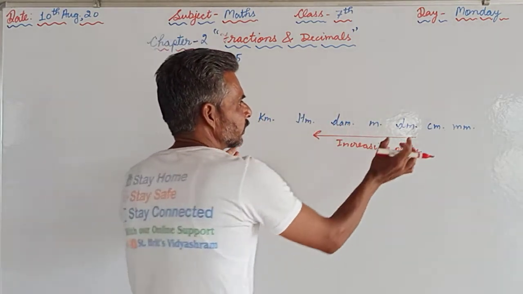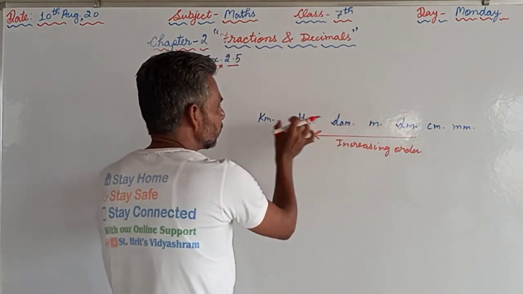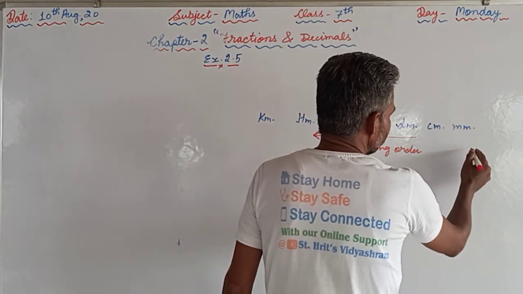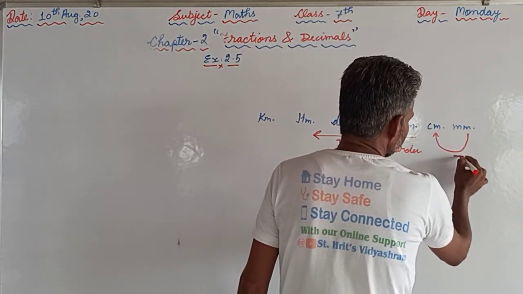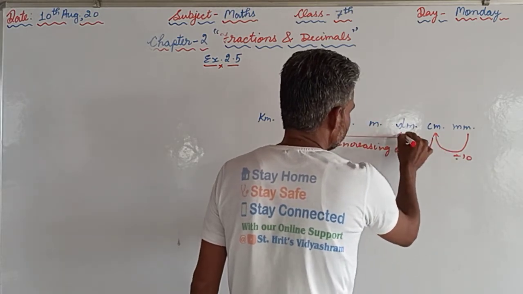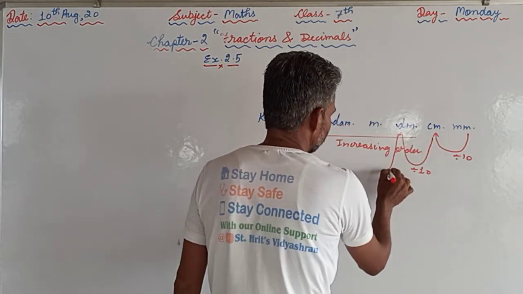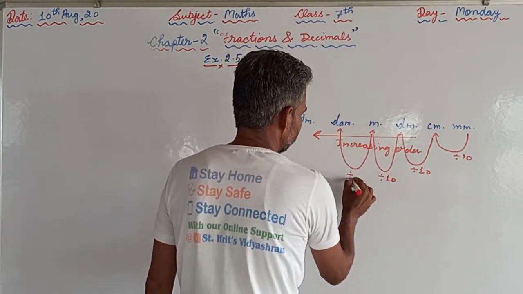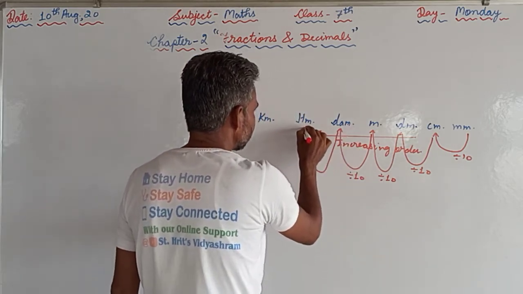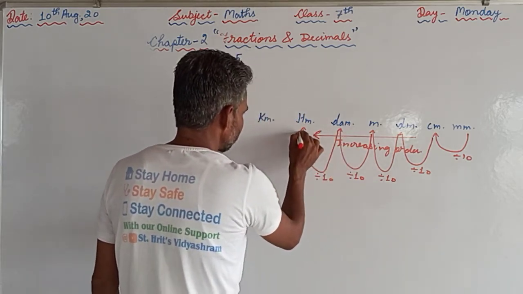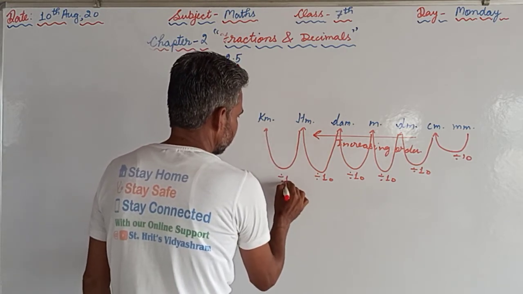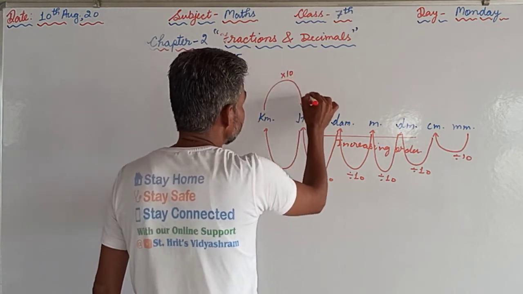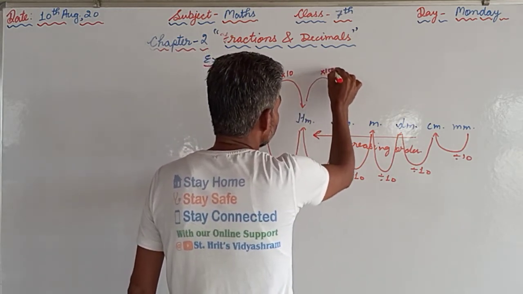And what is the main thing? The difference between two consecutive units is 10 only. These are the multiples of 10. So this is the smallest one. If we convert smaller into this, we are supposed to divide by 10. If we convert this into this, divide by 10. Because we are converting the smaller quantity into a larger quantity, we are supposed to divide. At the same time, if we are supposed to convert the larger quantity into a smaller quantity, we will multiply by the same quantity.